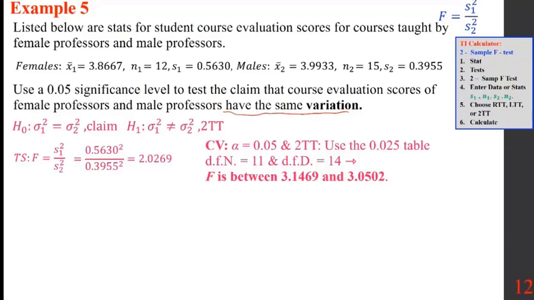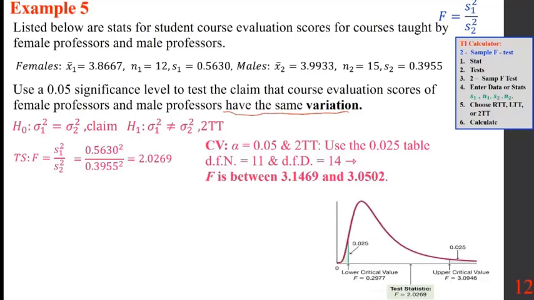3.1469 and 3.050. Now, what matters is that clearly when you do the drawing, take a look at what happens as far as the drawing is concerned. You have the upper critical value of 3.0946. This is from technology. The lower critical value, 0.2977, is also from technology.